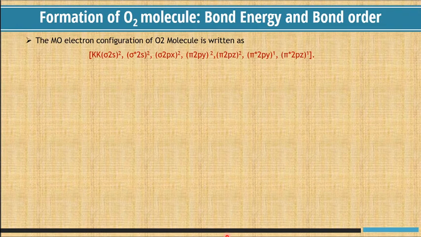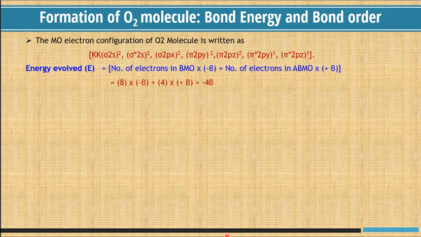The energy involved is calculated by using the formula: the number of electrons in bonding molecular orbitals times minus beta, plus the number of electrons in antibonding molecular orbitals times plus beta. So that is equal to 8 into minus beta plus 4 into plus beta, that is equal to minus 4 beta.